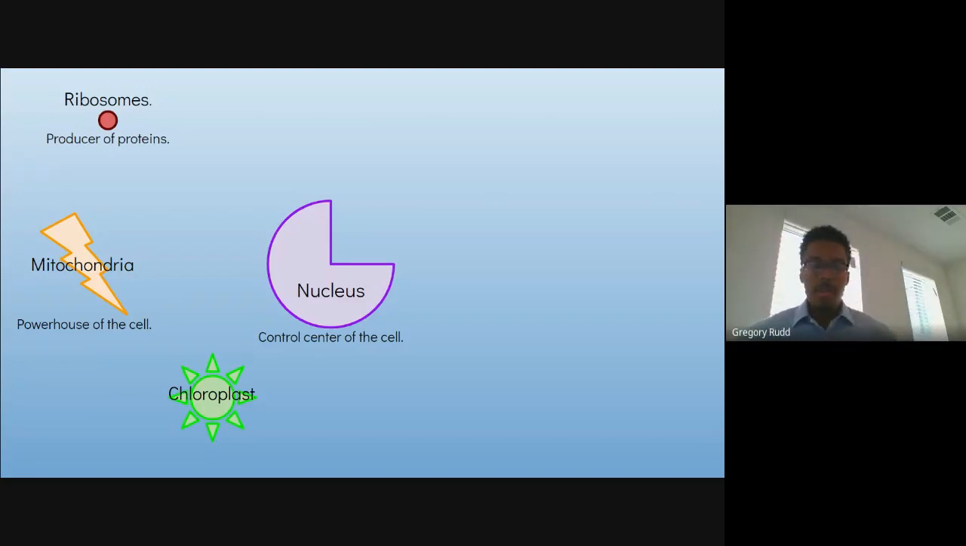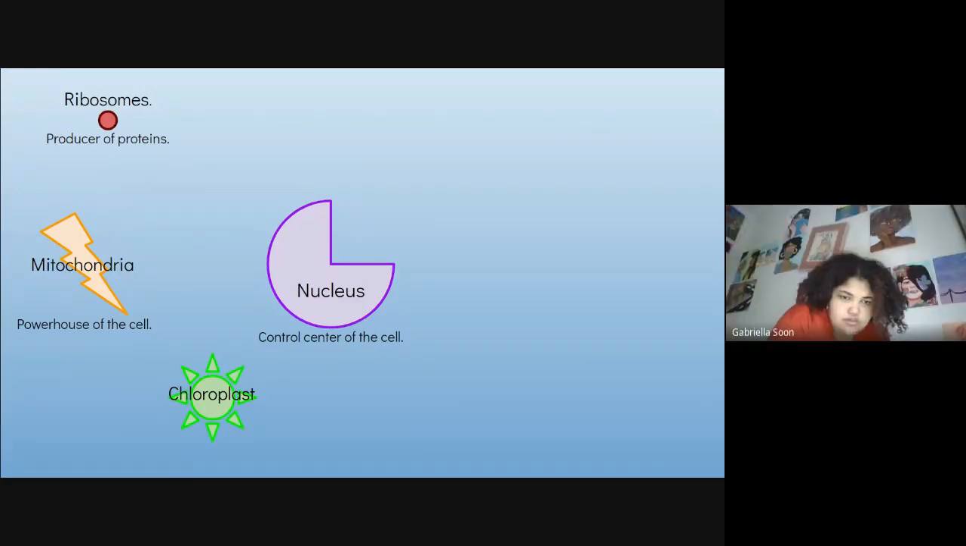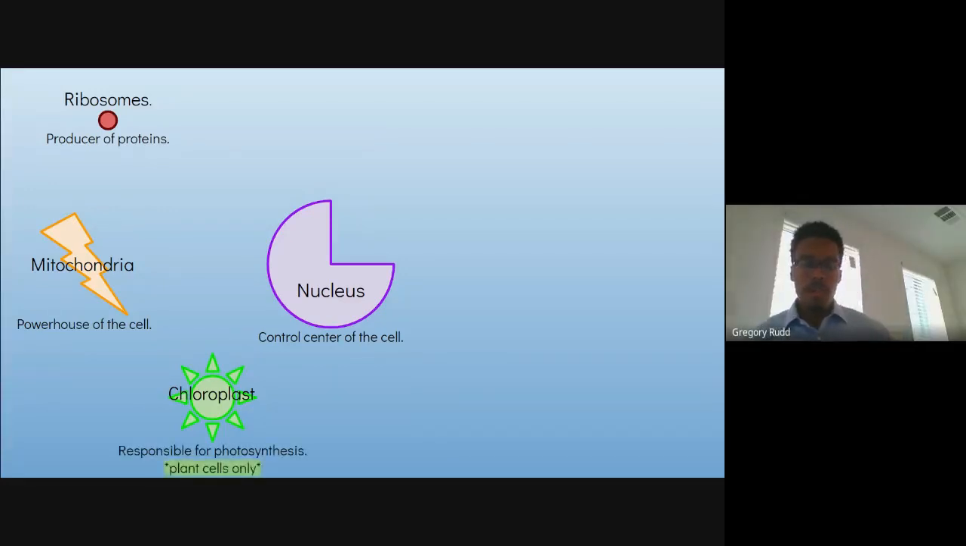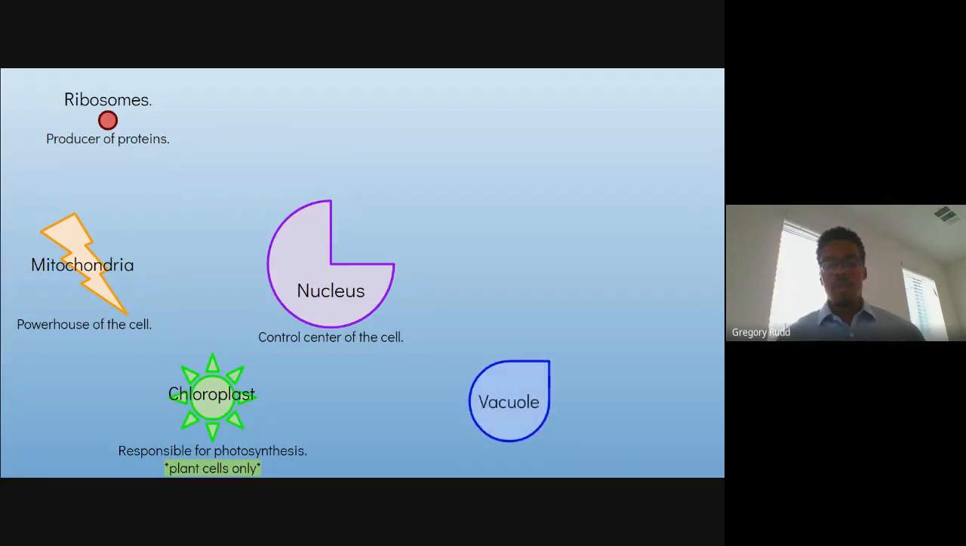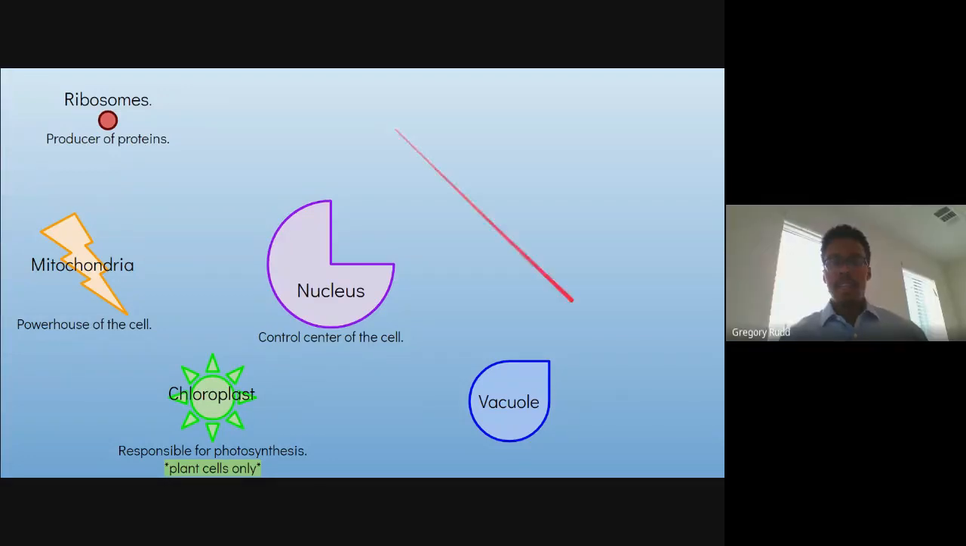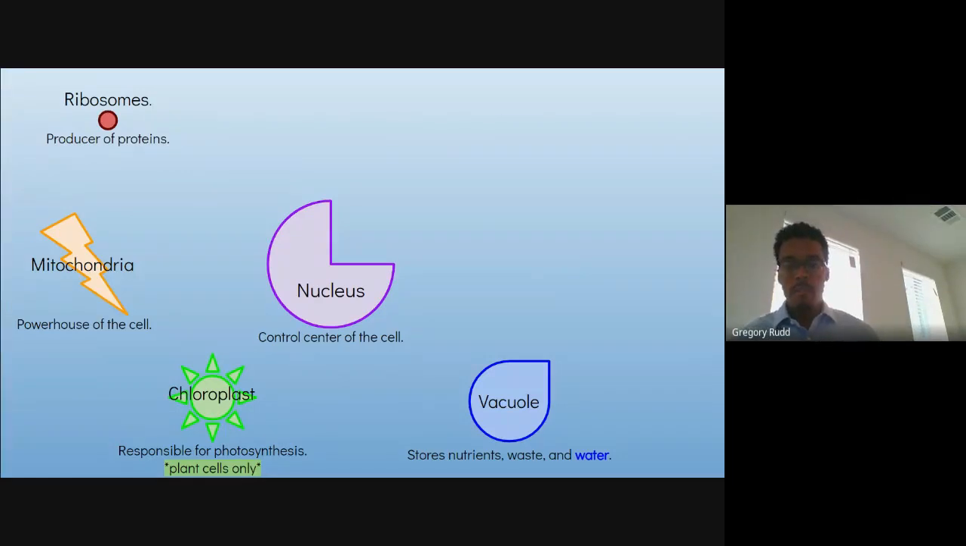Chloroplasts, what is their responsibility? Photosynthesis. Excellent. They are responsible for photosynthesis. Again, chloroplasts appear only in plant cells. What about the vacuole? What is its job? Stores water and nutrients. Excellent, Kiki. Thank you. So it stores nutrients, waste, and water.